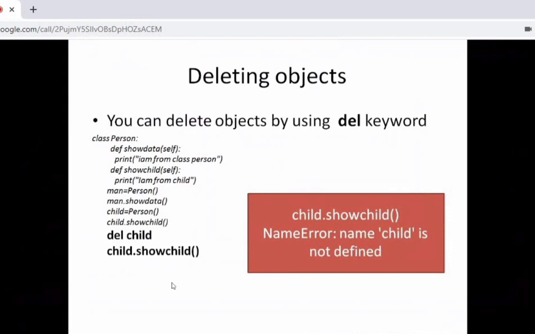Okay. Now, in other programming languages like Java, there is something called automatic garbage collection. It's a feature in Java. You don't have to delete the object. Java automatically deletes the object.